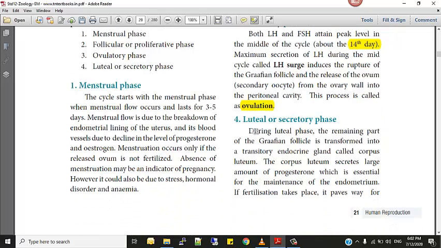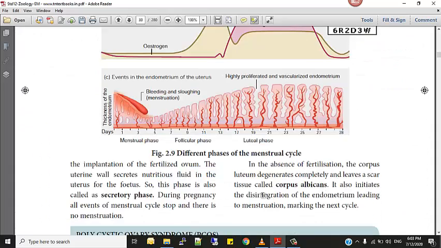And now the last phase, luteal or secretory phase. What will happen? During the luteal phase, the remaining part of the Graafian follicle is transformed into a transitory endocrine gland. The corpus luteum becomes an endocrine gland and it secretes a hormone called progesterone, which is essential for the maintenance of the endometrium. If fertilization takes place, what will happen? It paves the way for the implantation of the fertilized ovum.